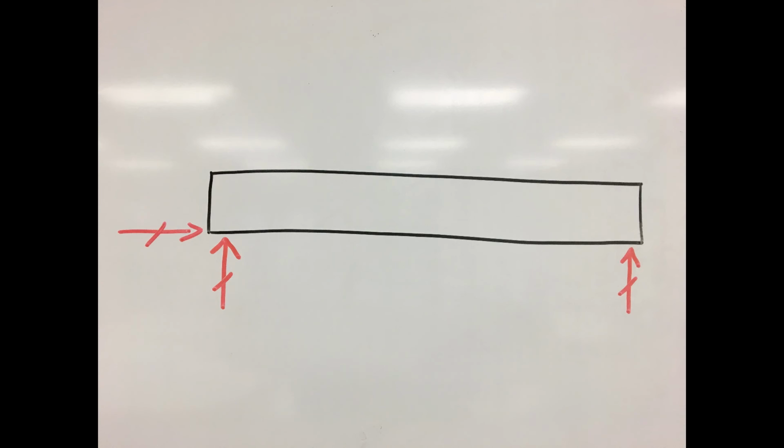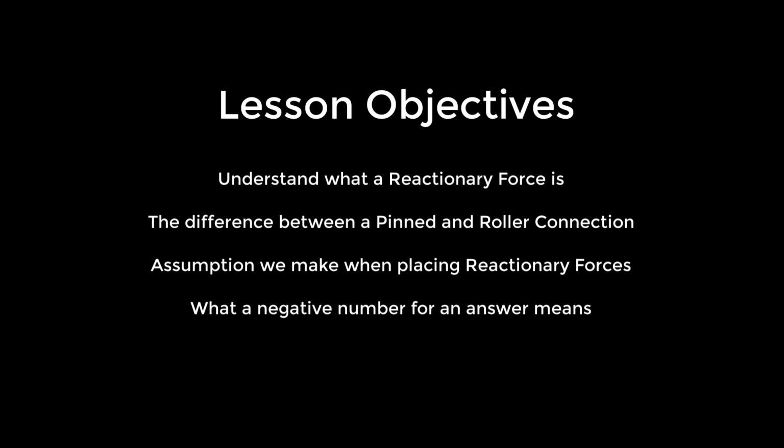So if we look at our lesson objectives, hopefully at this point we understand what a reactionary force is, the difference between a pinned and a roller connection, assumptions when placing reactionary force arrows, and what a negative number means in our answer. If not, go back to the lesson and review, and then come back and look at your lesson objectives again.